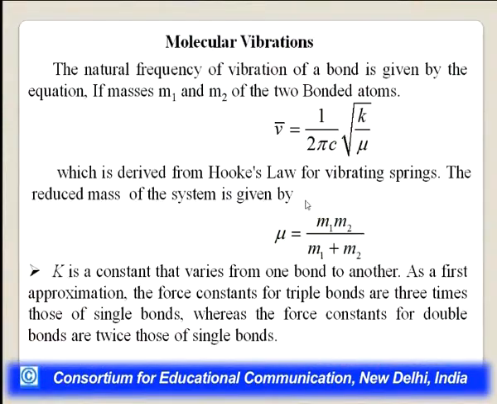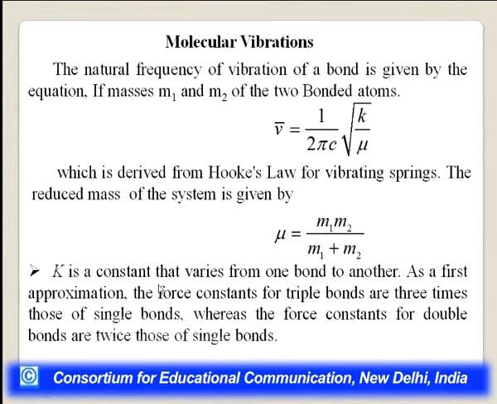Now, what are molecular vibrations? The natural frequency of vibration of a bond is given by the equation ν̄ = (1/2πc)√(k/μ), where m1 and m2 are the two bonded atoms, which is derived from Hooke's law for vibrating springs. The reduced mass of the system is given by μ = m1m2/(m1+m2). Here k is a constant that varies from one bond to another.